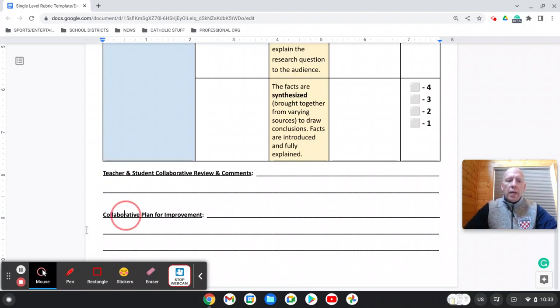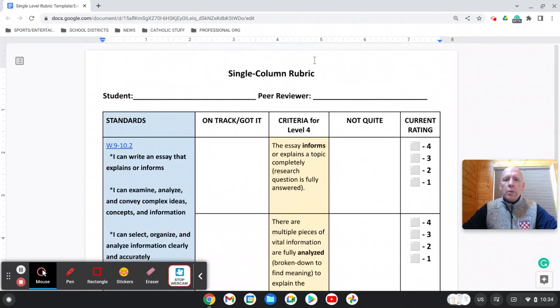Then finally, we do the plan of improvement. And what can they do to improve? We'd like the students to write the answers to this first, and then review those with the teacher, and they can collaborate together. So that's how we use a single column rubric.